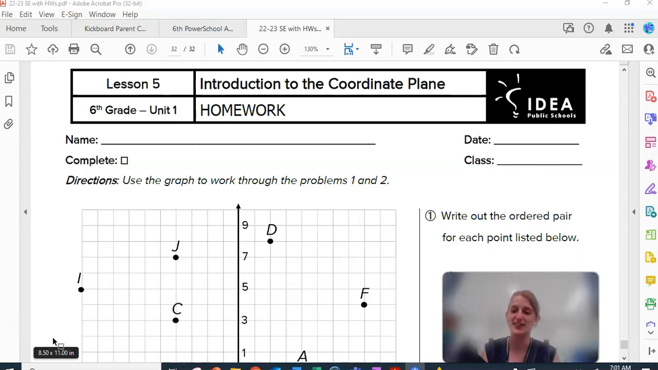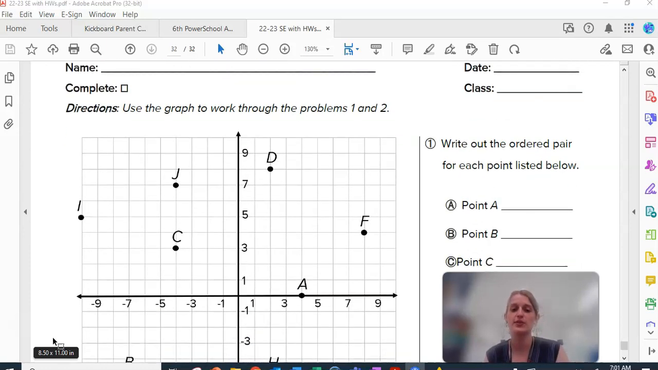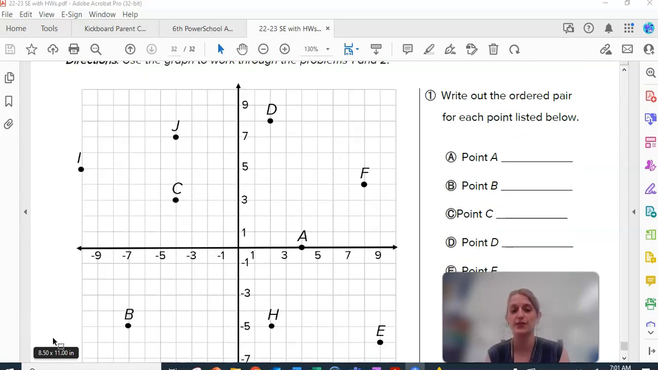All right, now let's do your homework. Okay, we are graphing today, which is a little bit different because previously you have only graphed in the first quadrant. Now we're graphing in all four. So the first set of problems is to write out the ordered pair.